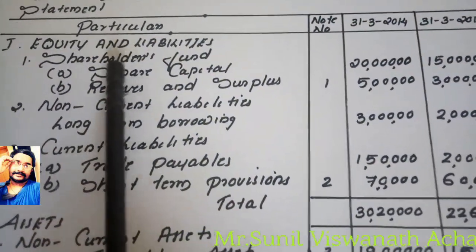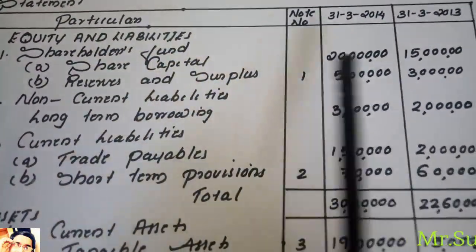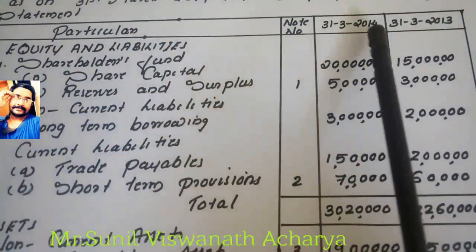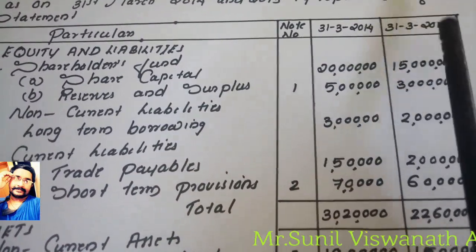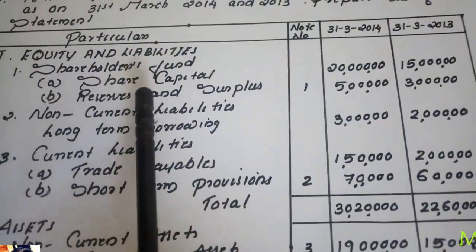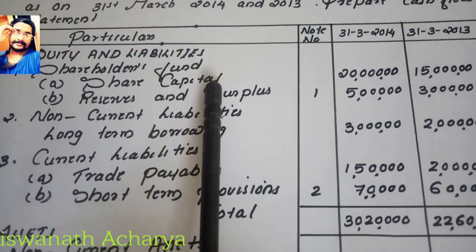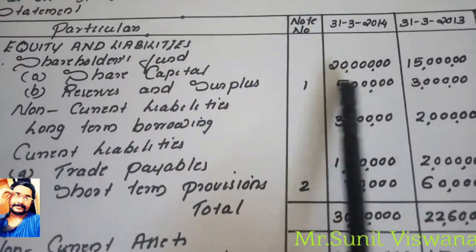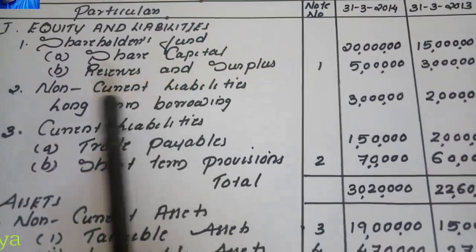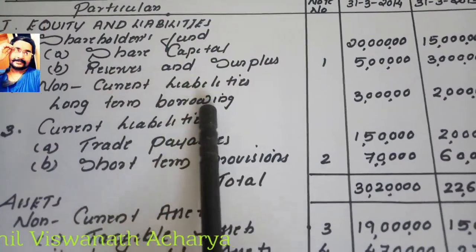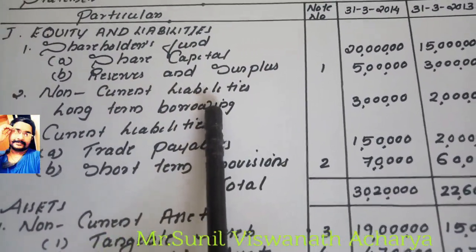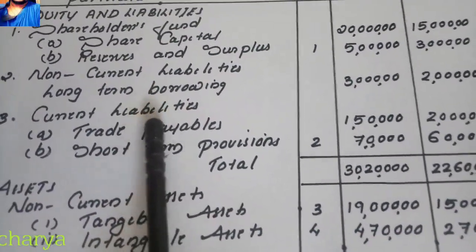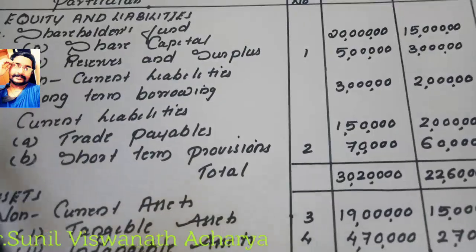See, balance sheet liability side, shareholders fund, share capital 15 lakhs and 20 lakhs. We know 2014 is the current year, 2013 is the previous year. Share capital, we know it will go to financing activity. Reserves and surplus, we know it will go to operating activity. Then non-current liability, long term borrowing, it will go to financing activity.